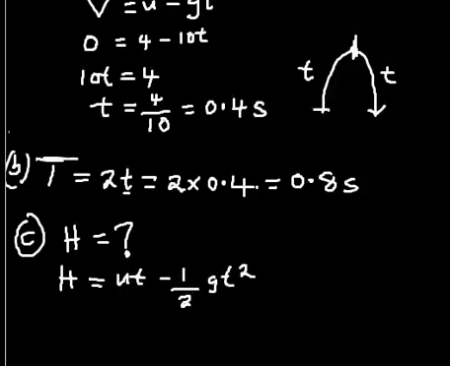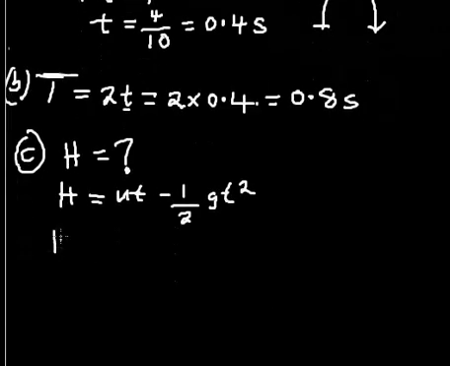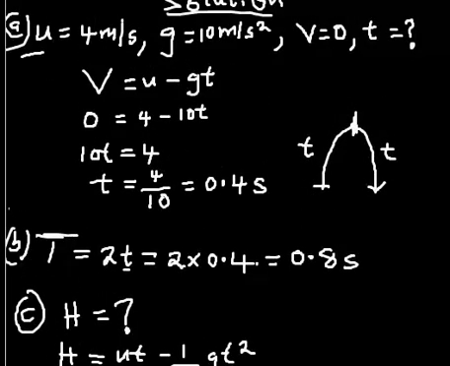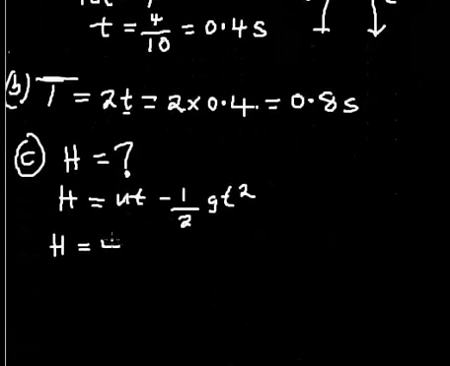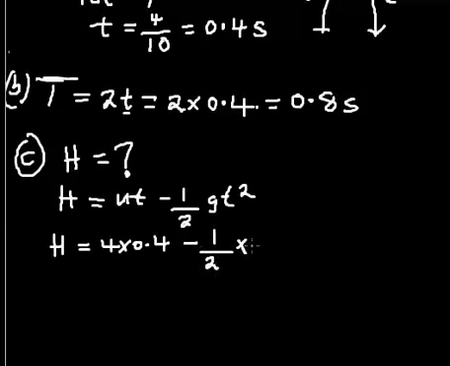Alright, so with what we have, h is going to be equal to u. Of course, you know what u is. u is 4, multiplied by t, which is 0.4, then minus half times 10 times 0.4 squared.